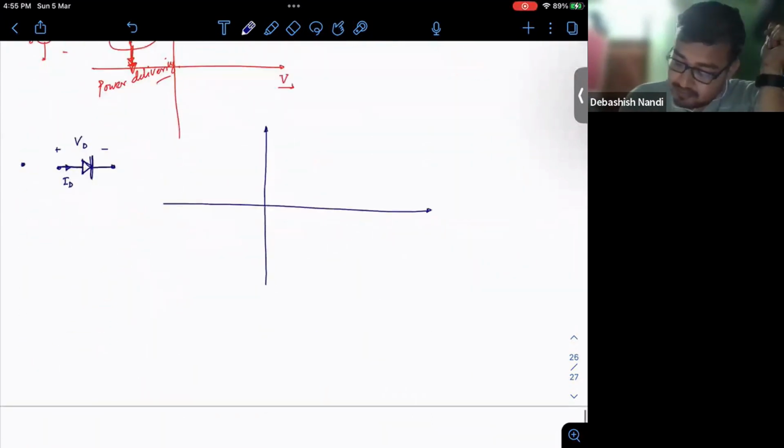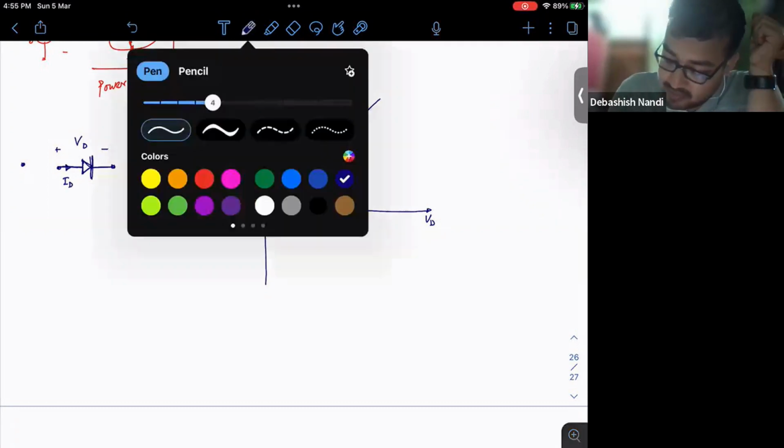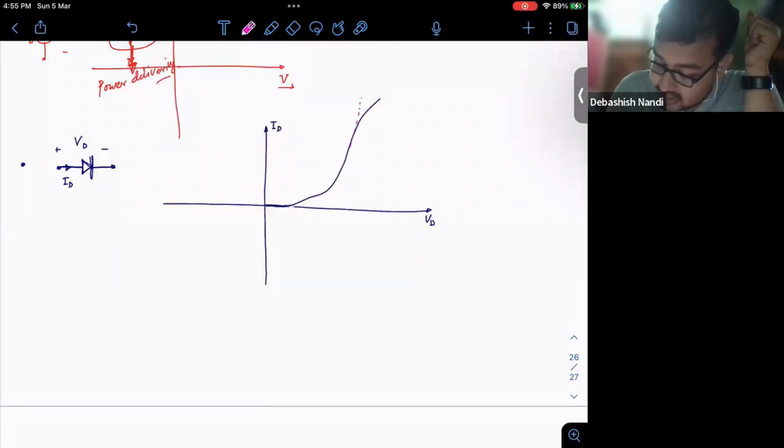So for a diode, let's say, how will my characteristics look like? IT, VT. This is how my actual diode characteristics look like. So this will be this, and then this, and then this. This is the actual diode characteristics, what you are familiar with. And in the reverse direction, it will have like this.